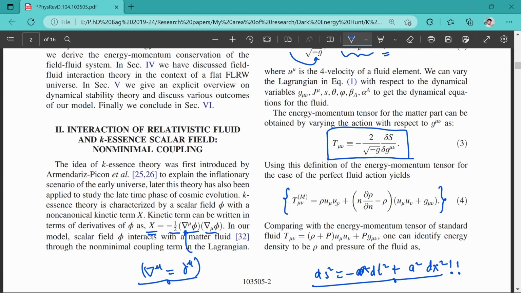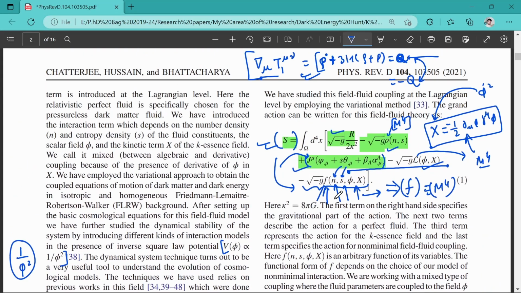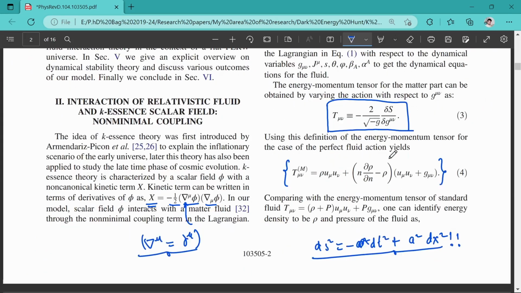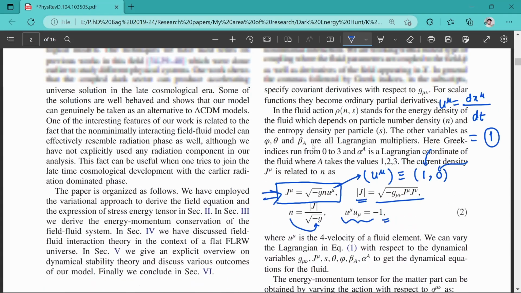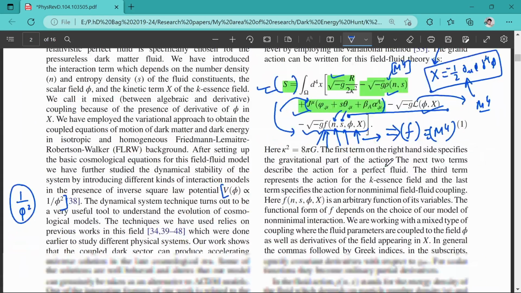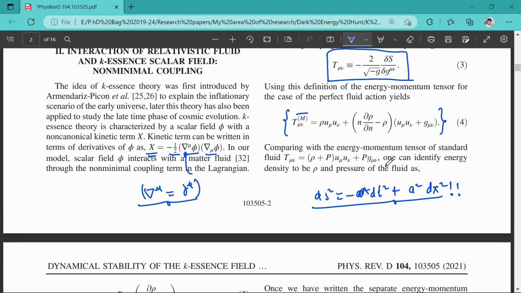Now since we have the action, if you vary this action with respect to g mu nu, you will get the T mu nu corresponding only to the fluid part, with the square root of minus g and J mu of this thing. So you will end up with rho u mu, and there is a term n d rho by d n, minus p, u mu u nu plus g mu nu.